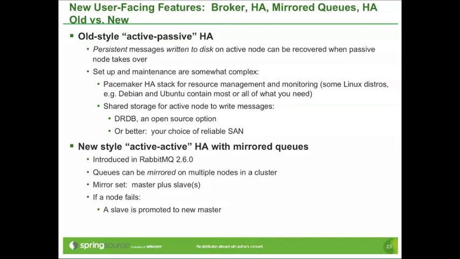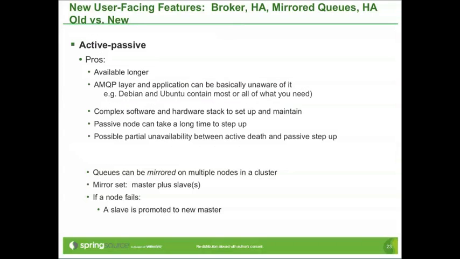The new style active-active HA mirrors the contents of a queue across multiple nodes. So multiple nodes in a cluster can contain copies of the messages in a given queue. The set of mirrors is broken down into a master node, a master queue, and then slave mirrors of it. And if the master node fails, then one of the slaves is promoted to become the new master in a way that we'll talk about in a moment.